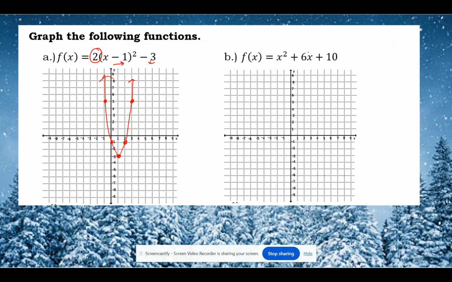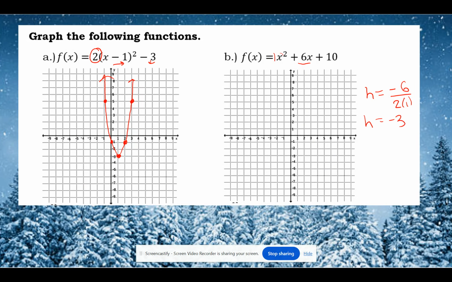Letter B, I don't know how far I should shift because it's not written in vertex form, so I'm going to actually have to compute my vertex. We're going to use that formula for H. We're going to take negative, our B value, which is 6, divided by 2 times our A value, which is 1. So my H is going to be negative 3.